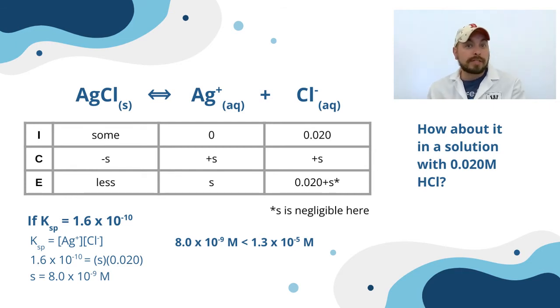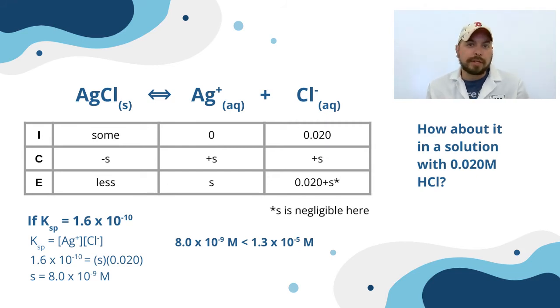The initial concentration of Cl- is equal to the amount of the common ion added, in this case due to it being in a solution of HCl. That means at equilibrium, the Ag+ is going to equal x, and the Cl- is going to equal x plus 0.02, or 0.02 plus x.